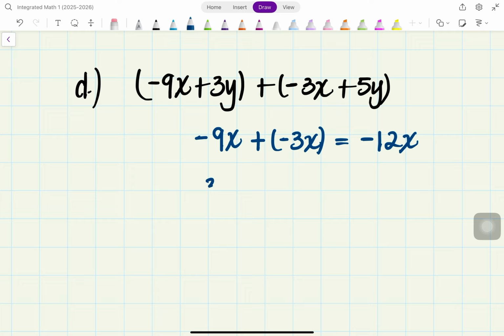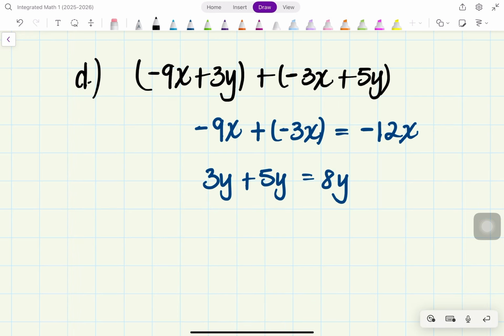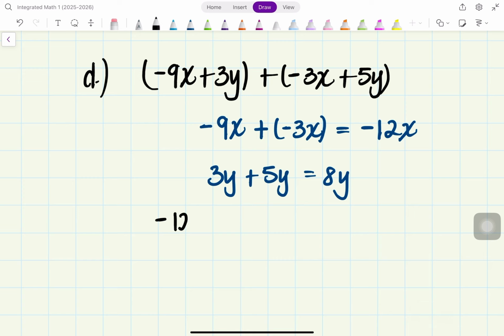Moving on to the next one, I have a 3y plus 5y, which 3 plus 5 gives us 8. So that's going to give us an 8y. So our final answer here, guys, is negative 12x plus 8y.